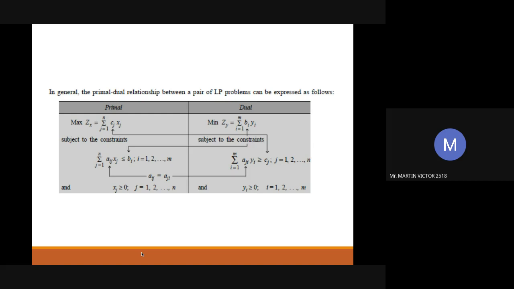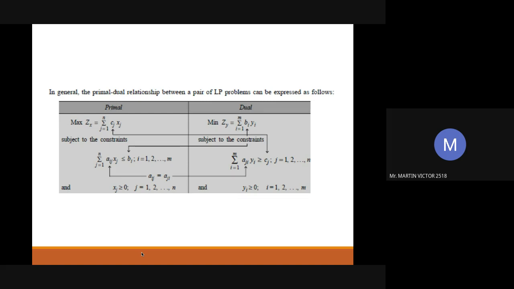Here, on the left side of the column, you can see the primal format, and on the right-hand side, you can see the dual format. On the left side, you can see the given objective function, which is maximized in this case: maximize z equal to the objective function, subject to the constraints. There in the constraints you will have the list of constraints.